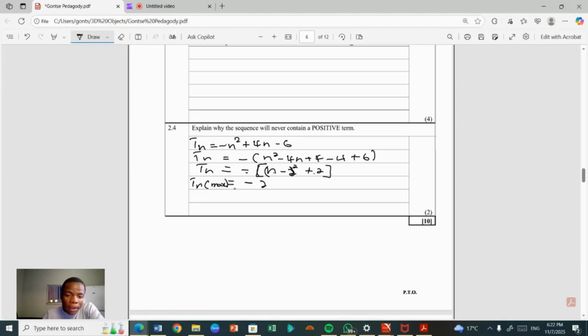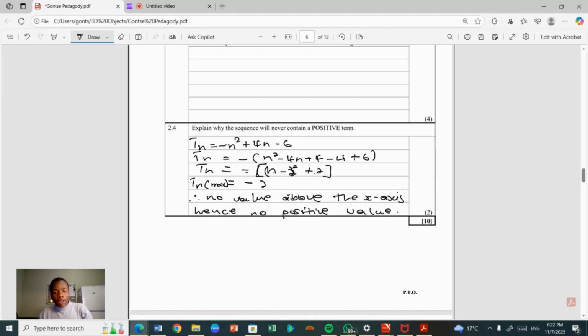No value, therefore you just say no value above the x-axis. Hence no positive value. So this is your answer.